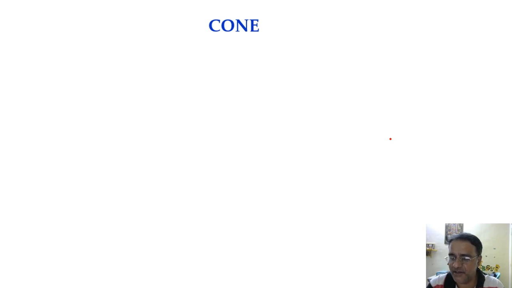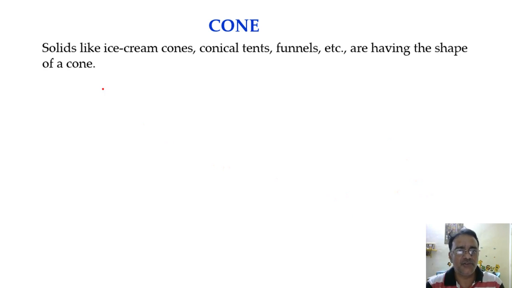And have you seen an ice cream cone? Yes, sir. वो भी conical form में होता है, और टेंट भी जो है वो conical form में होता है, right? So solids like ice cream cones, conical tents, funnels, etc. are having the shape of a cone.